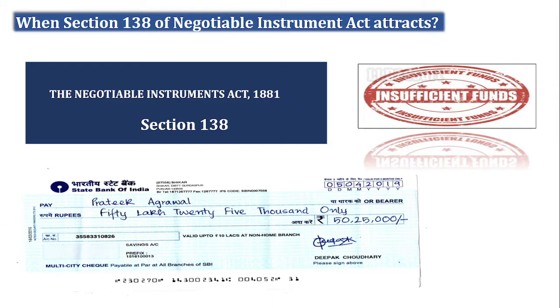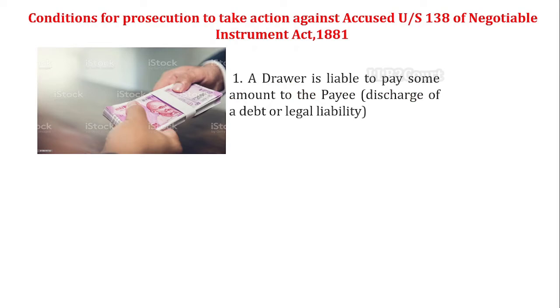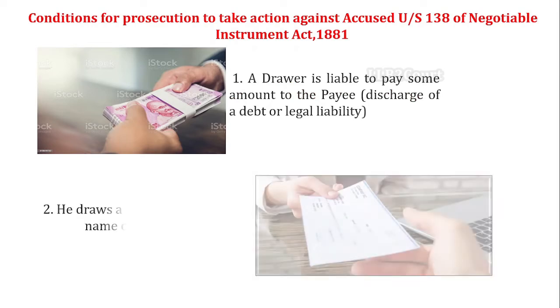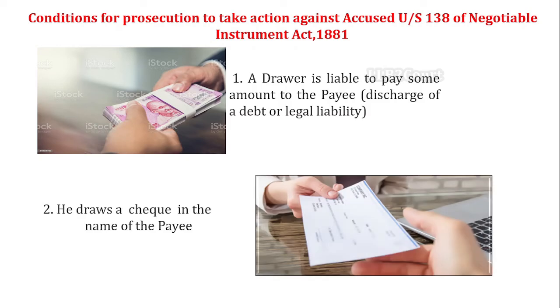Then only the drawer will be prosecuted. There are certain conditions to be fulfilled to attract Section 138. First, the person who issues this check is liable to pay some amount to the payee. So in discharge of his liability, he should have drawn a check in the name of the payee.